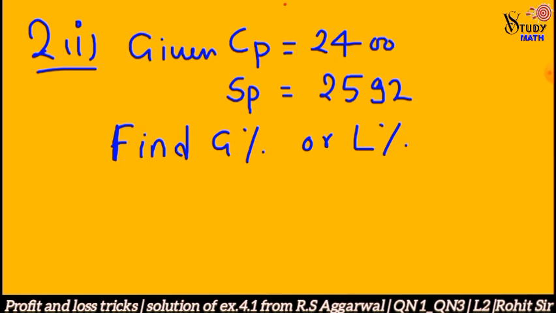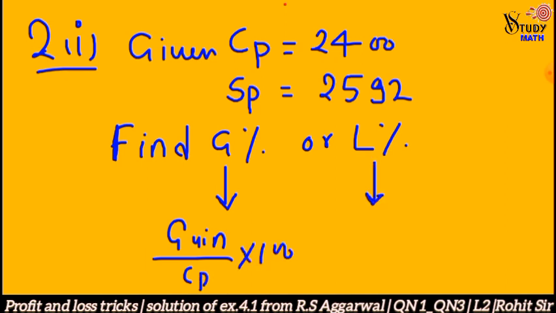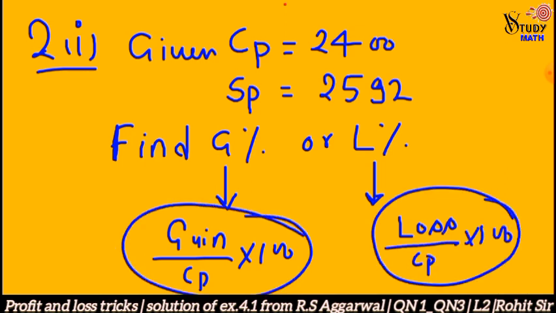First we have to find gain here, because if we have gain, we have to find gain percent. Then the formula is gain upon CP into 100. And if we have to find loss here, then the formula is loss upon CP into 100. So the first variable we need to find is gain or loss. So my dear students, let's think once.